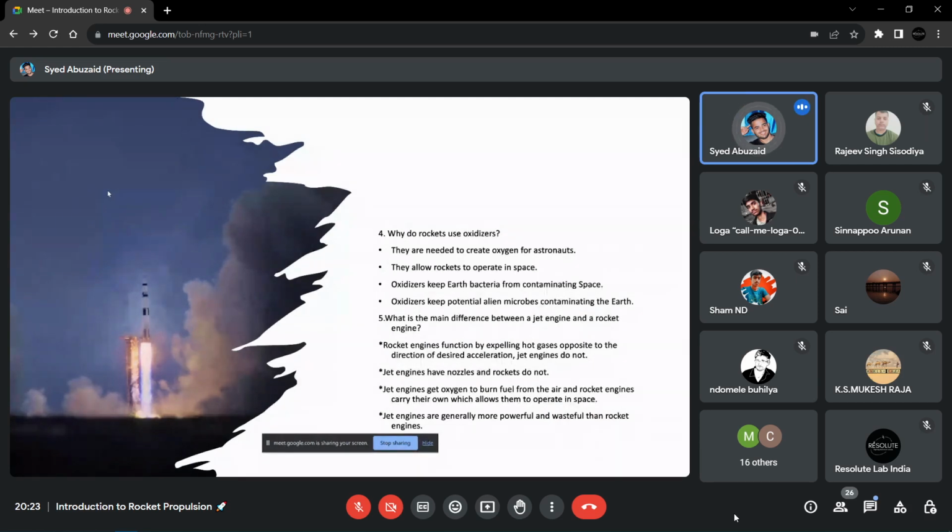And in a rocket, they carry their own oxygen. There is an oxygen tank inside the rocket. They keep the oxygen mixed together with the fuel and then burn it inside the combustion chamber. After the burning, that creates pressure, which is converted through the nozzle into high velocity, and that high velocity provides the thrust. That's why the rocket moves.